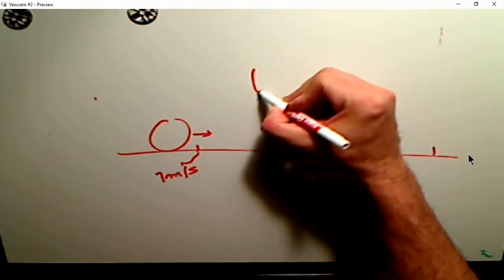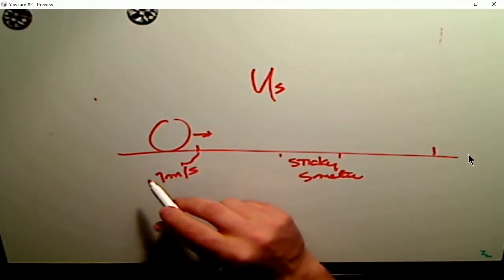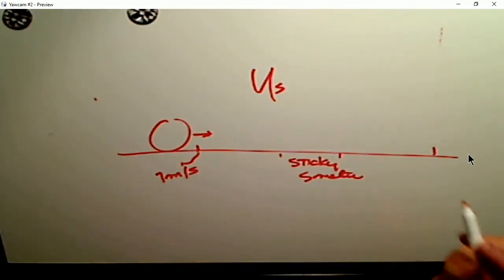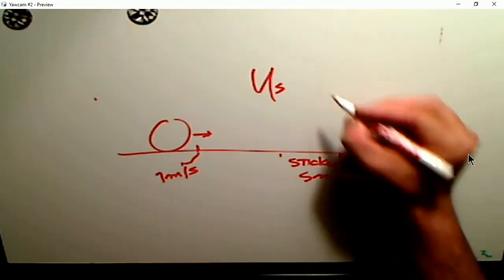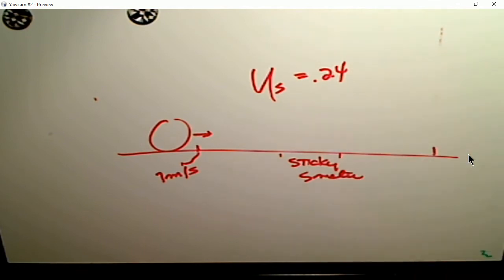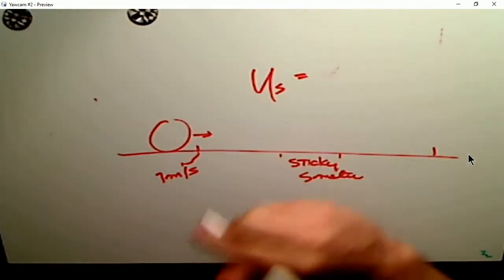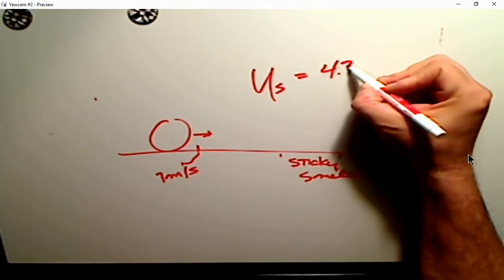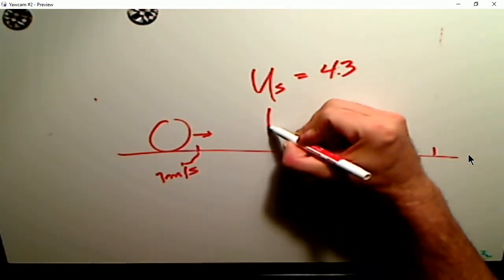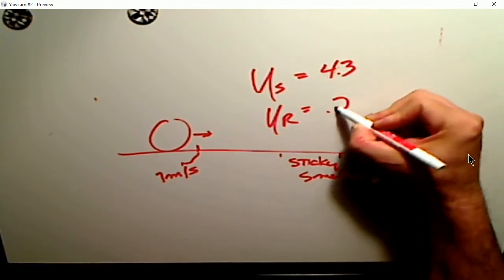The coefficient of static friction between the ball and this sticky surface is 0.24. Or, excuse me, in my example, it should be 4.3. It's quite sticky standing still. In rolling, 0.24.